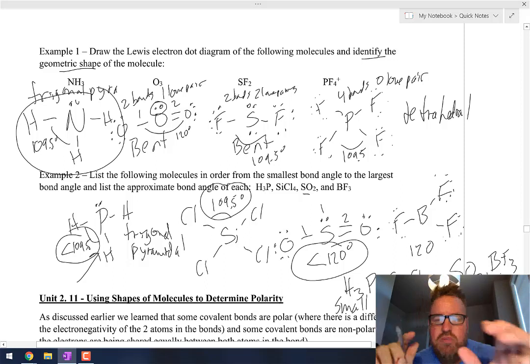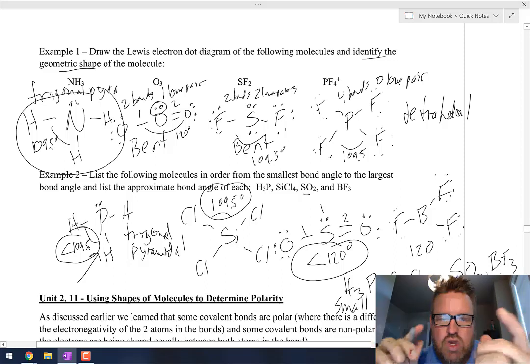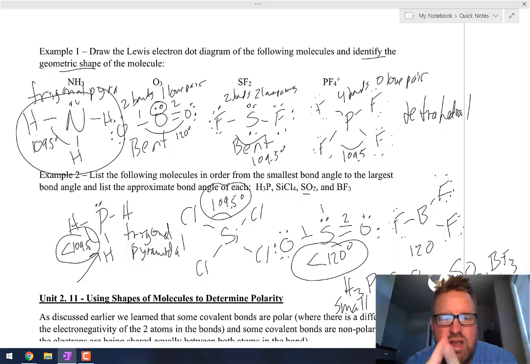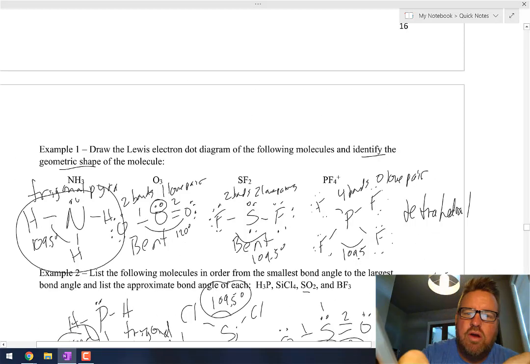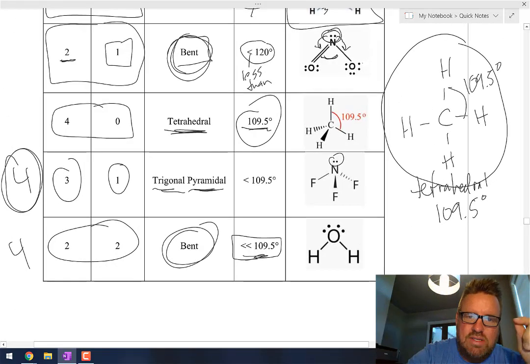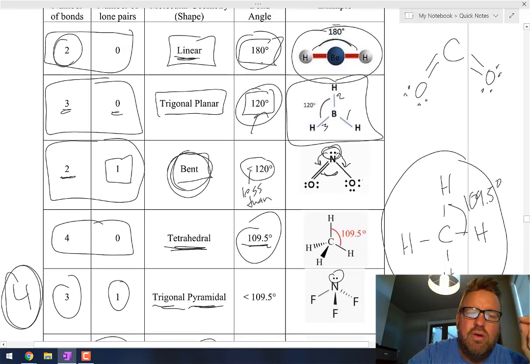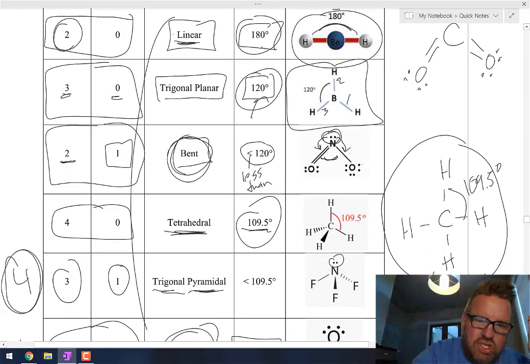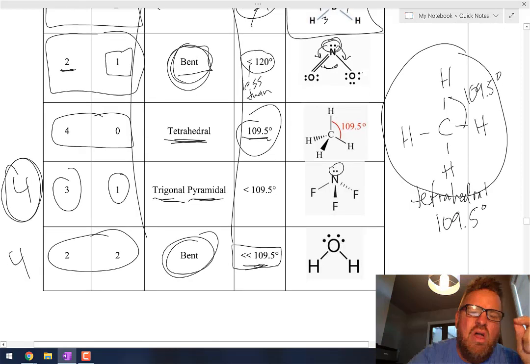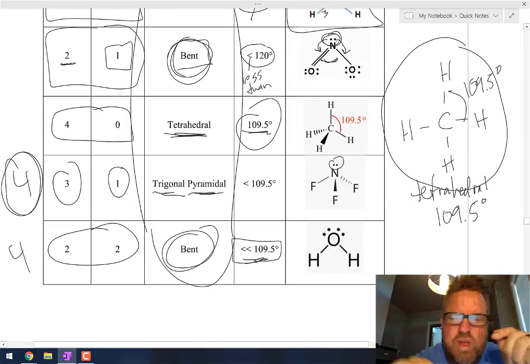Just like I did here, you need to be able to draw the Lewis electron dot diagram and then look at it and determine how many bonds there are and how many lone pairs there are. And then you need to remember, yes, this is something you need to remember, the 6 different shapes that we've learned. Oh, but Mr. Johnson, that's so many shapes we have to learn.